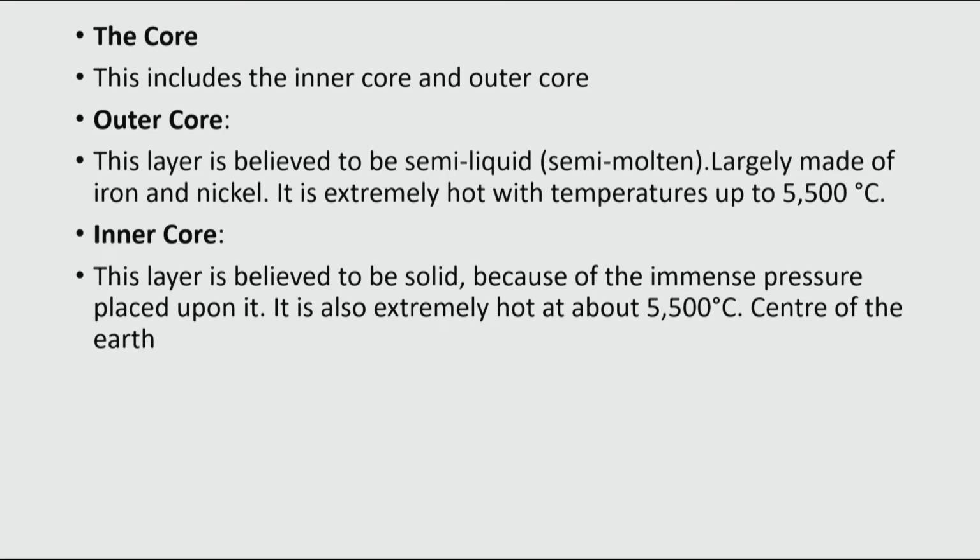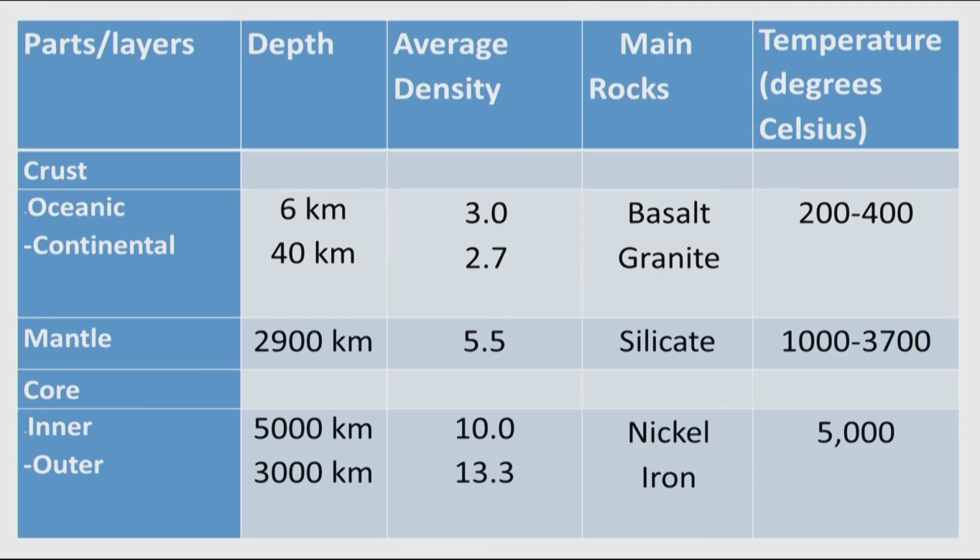So when we look at all the three main parts, the crust, the mantle, and the core, we realize that the core is the hottest part of the earth, while the crust is the coolest part of the earth. And when we look at their state of matter again, we realize that the outer core and the mantle are semi-liquid or semi-molten, whereas the crust where we live on is a solid, and the inner core is also a solid.